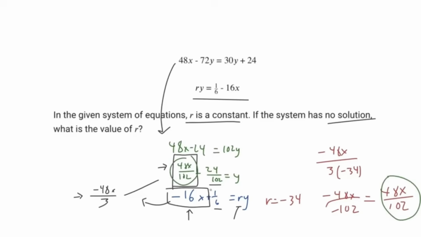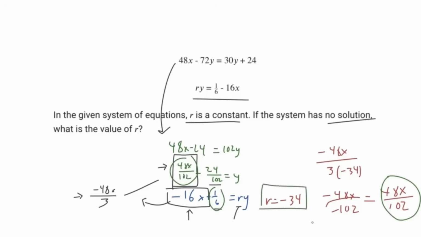The other thing we have to make sure here is that the y-intercepts are different, and they are vastly different, right? We got 1/6, and if we have a value of negative 34, that's the same thing as multiplying 6 by negative 34. That will give us a very small number, right? A much smaller number compared to 24 over 102. Now, that means that the value of R has to be negative 34.